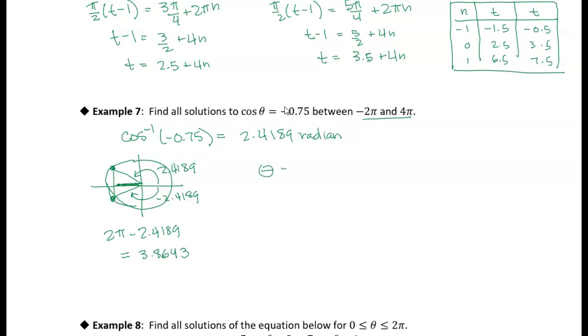So I'm going to get theta is equal to 2.4189 plus any number of rotations, 2 pi n. And I have this other angle, 3.8643. Again, I could just add any number of rotations. So if I want the values between negative 2 pi and 4 pi, I just need to add n number of rotations to either one of these angles.